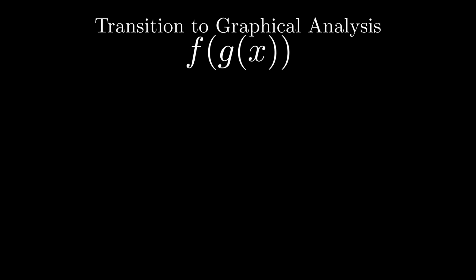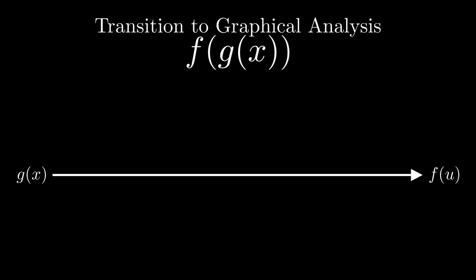We can break this down into two parts. The inner function, g of x, which transforms position x into thickness u, and the outer function, f of u, which maps thickness to density.